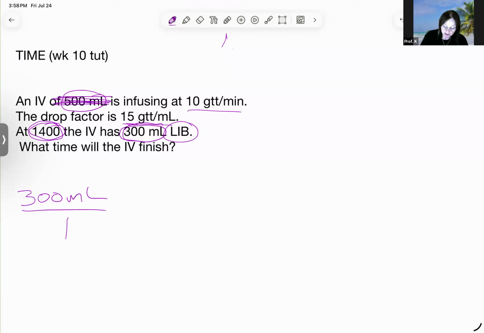So I don't need the 500, and now I've just used the 300. What time will the IV finish? I'm solving time. So the time we're solving for is hours. Okay? So now I have to get rid of milliliters and work my way to hours. What in my problem that is left will get rid of the milliliters?